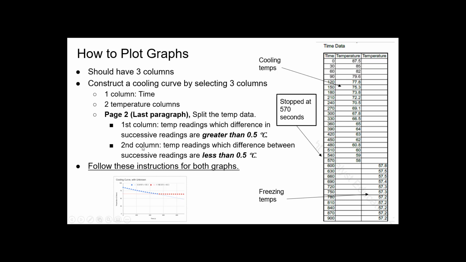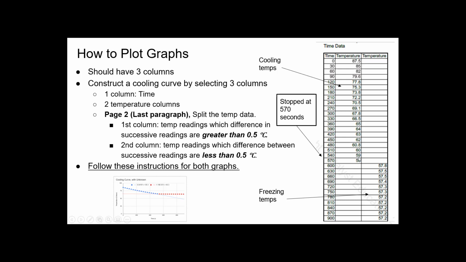This is time. This is the second column here, which are greater than 0.5 degrees Celsius. So if you add these up, they're all a difference of 0.5 degrees Celsius. Third column, this should say third column. This was a mistake. Temp readings, which are the difference between successive readings, are less than 0.5.